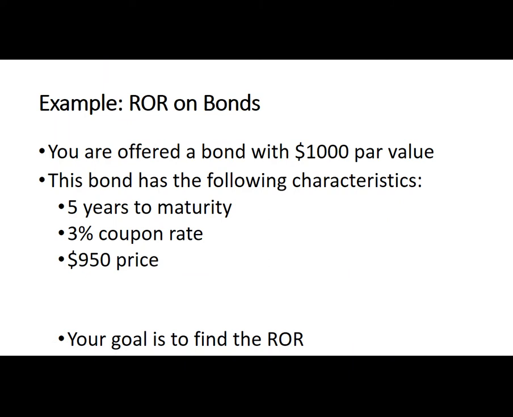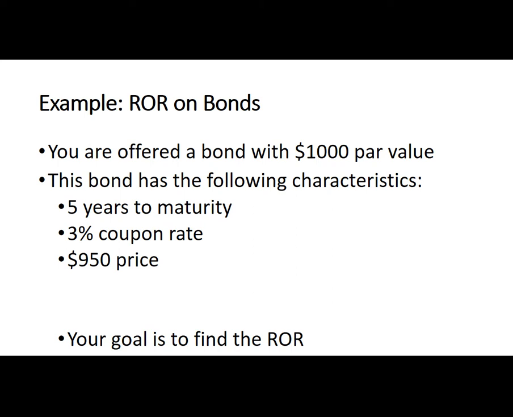Let's take a closer look at how to calculate rate of return for bonds. In this example, you're offered a bond with a $1,000 par value. Remember, we're assuming that you can sell the bond for $1,000 once it has reached maturity. The bond has the following characteristics: 5 years to maturity, a 3% coupon rate, and a $950 purchase price.